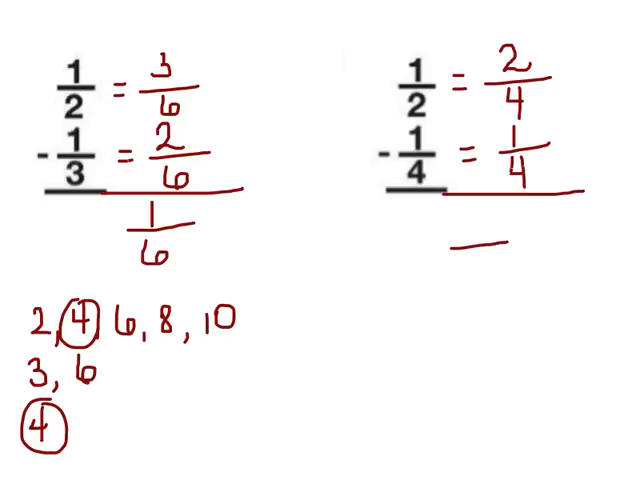My denominator is now the same. So I'm just going to subtract. 2 minus 1 is 1. And that's my final answer.